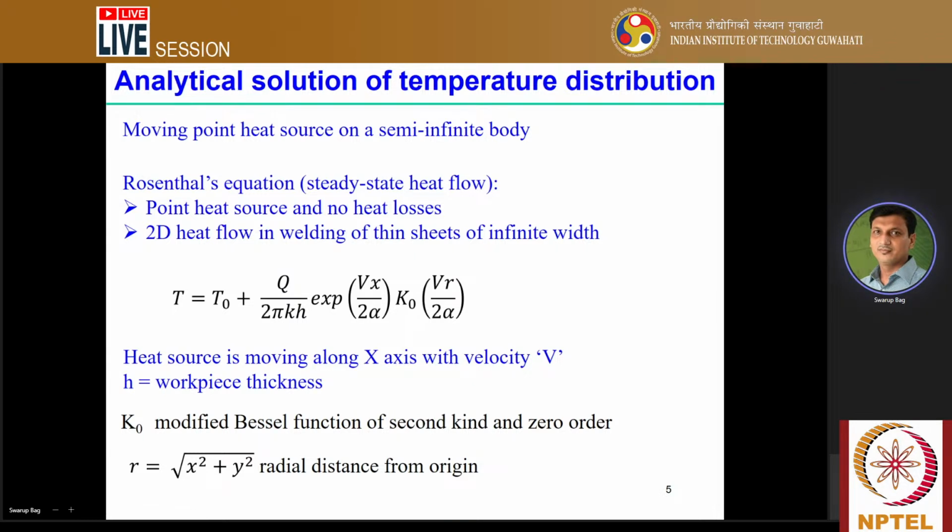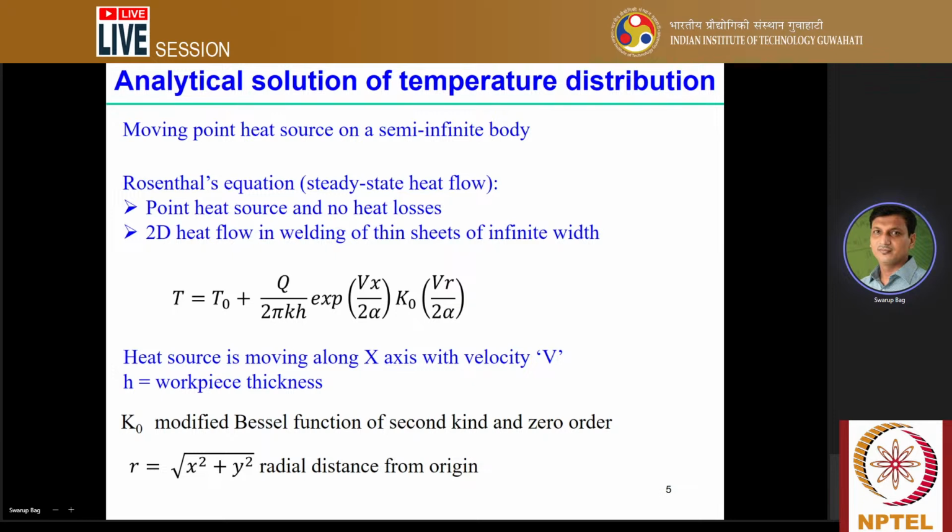That means the heat source is a point, but it is moving on a semi-infinite body. Semi-infinite body means the heat source is moving in one particular direction, but the other two directions are infinitely long. With these assumptions, we are getting Rosenthal's equations, which are the steady state heat flow equations. But apart from these, other assumptions are also associated with this solution. One is the point heat source, and we are neglecting the heat losses from the boundary.